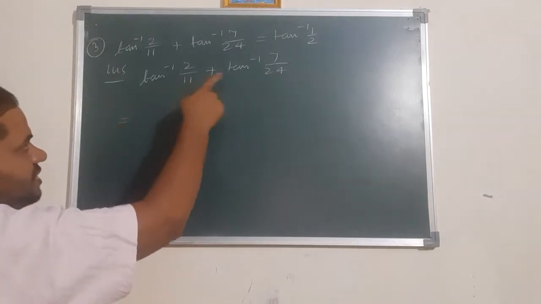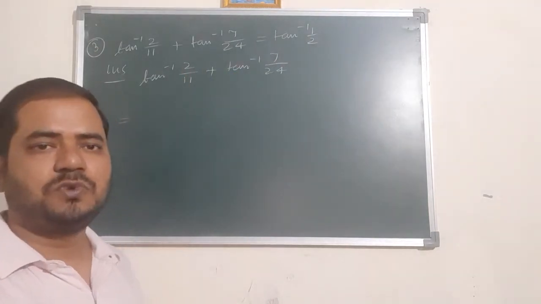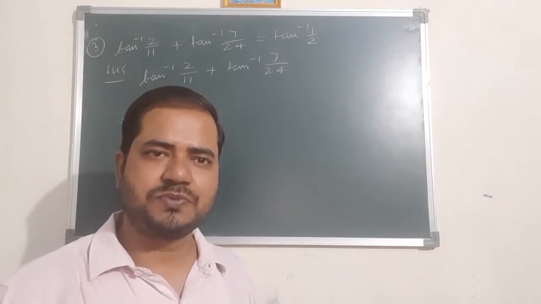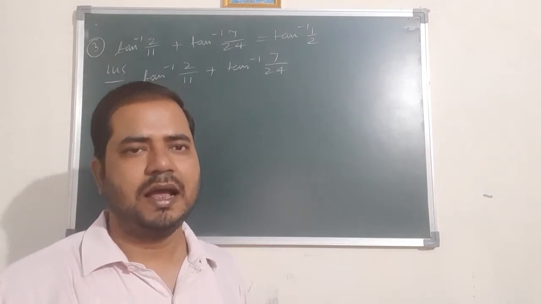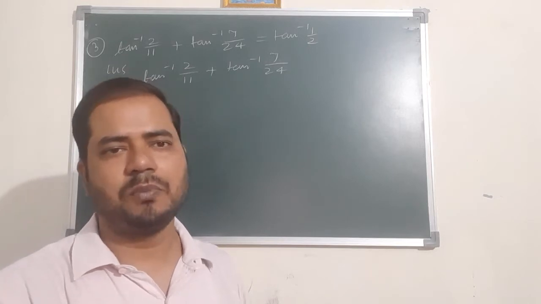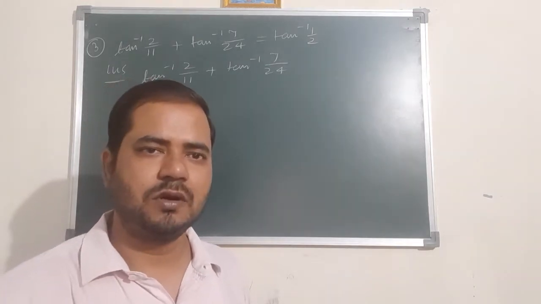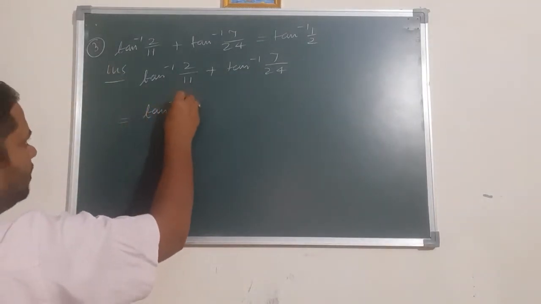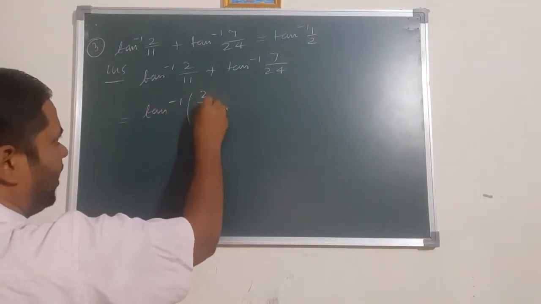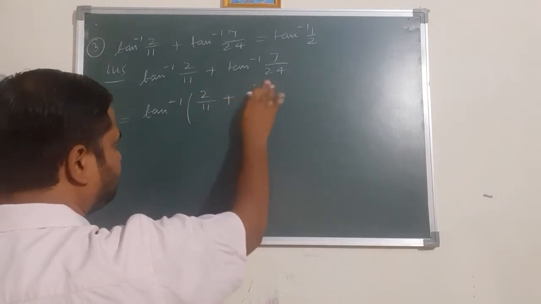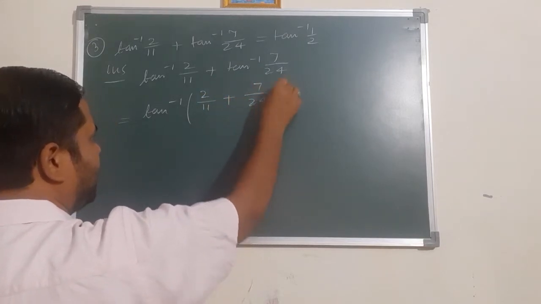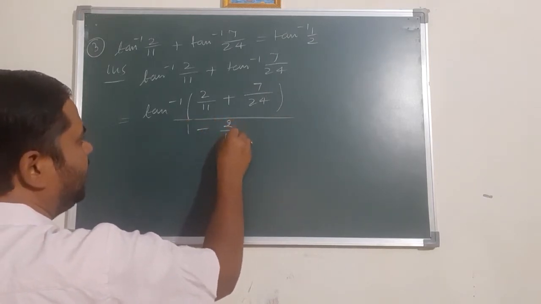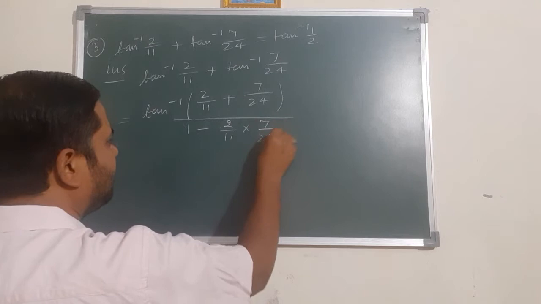So this is tan inverse x plus tan inverse y. So what is the formula for tan inverse x plus tan inverse y? Tan inverse of x plus y upon 1 minus xy, as we had already discussed in the properties of inverse trigonometric function. So tan inverse of 2 by 11 plus 7 by 24 divided by 1 minus 2 by 11 into 7 by 24.